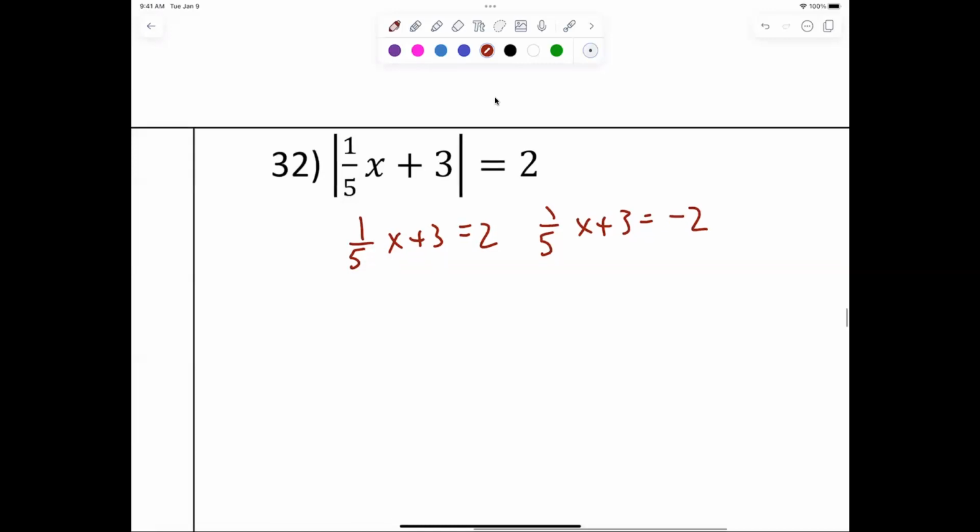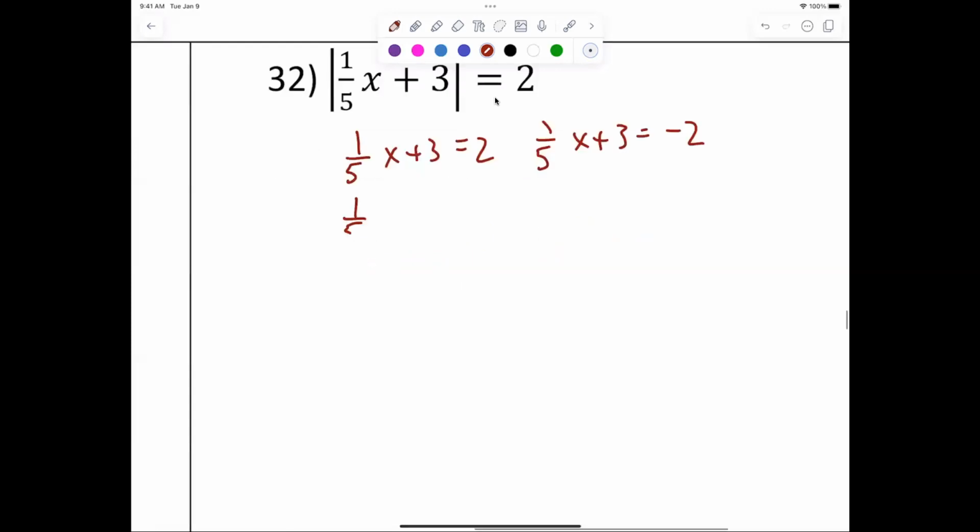Now we need to solve those. Subtracting 3, 1/5 x equals -1. Multiply both sides by 5. X equals -5. Subtract 3 from both sides. 1/5 x equals -5.